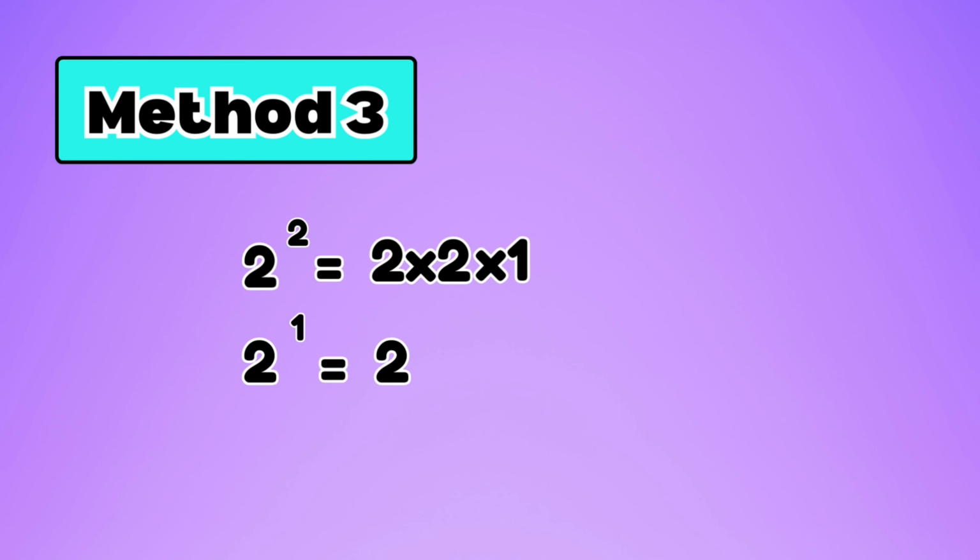Moving to the quick method, we can write 2 raised to the power 2 as 2 multiplied by 2 multiplied by 1. 2 to the power 1 can be written as 2 multiplied by 1. So 2 raised to the power 0 is just 1 because there is no 2.